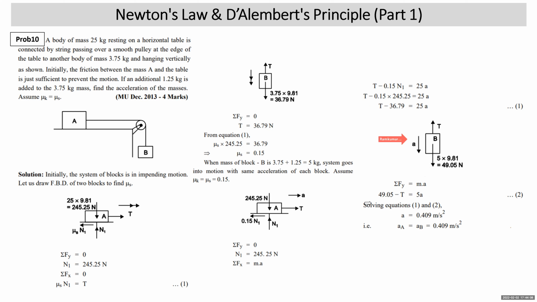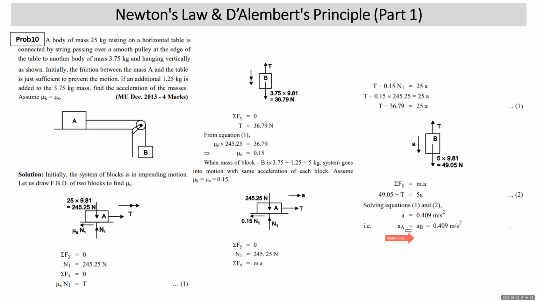Ma. Solving equation number 1 and 2. This is 1 and this is 2. If you solve this, you can add them up also. If you add them up, T gets cancelled, you get acceleration. Or you can use the calculator for solving simultaneous equations. When you solve equation 1 and equation 2, you get acceleration, which is the same for both the blocks.